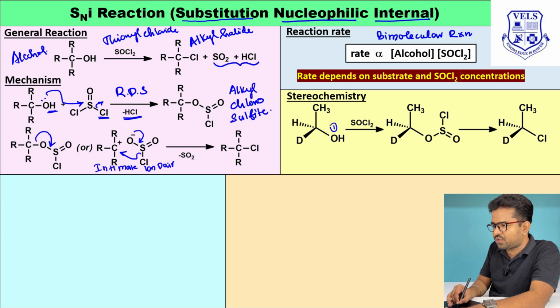The first priority goes to the oxygen atom, the second priority goes to the methyl group, the third priority goes to deuterium, and the fourth priority goes to hydrogen. That means 1, 2, 3 is arranged in anti-clockwise direction. The configuration of the reactant is S.